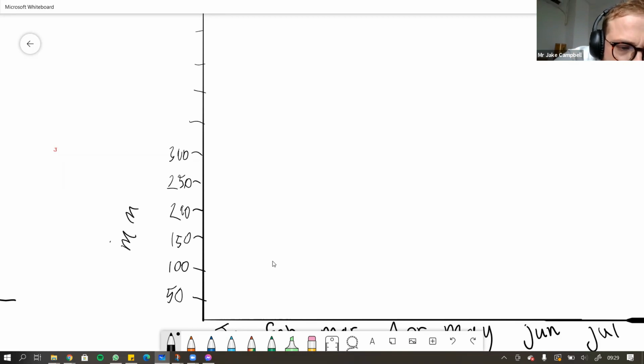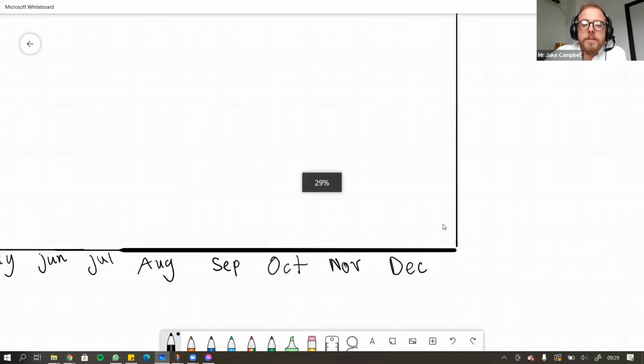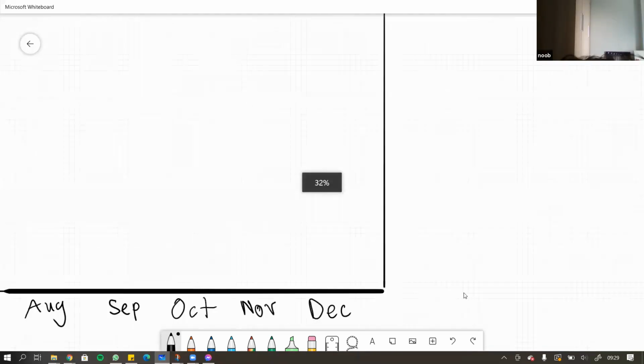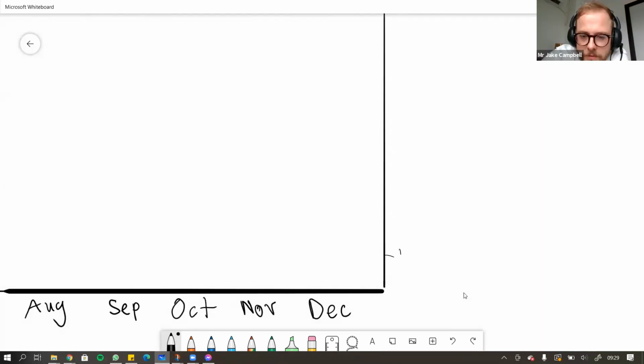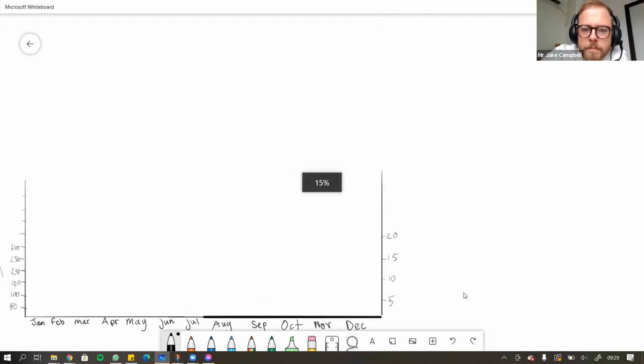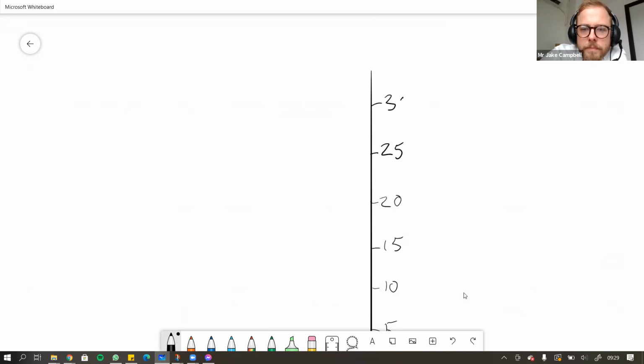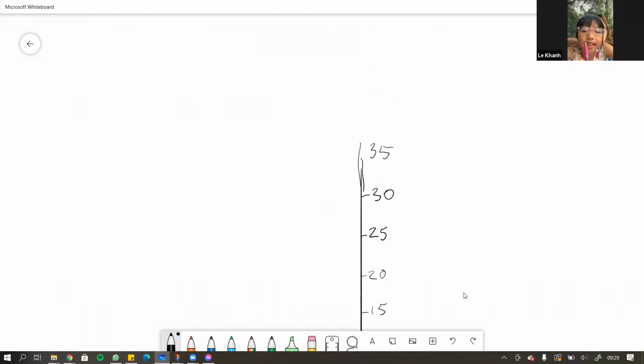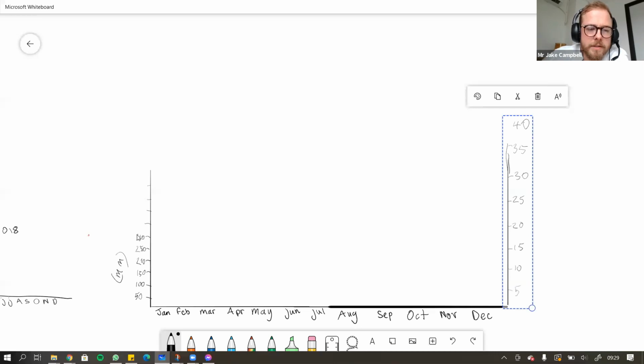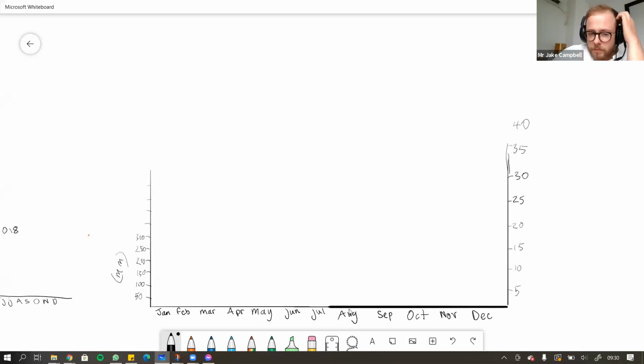And these are millimeters. And then on the right-hand side, we're going to do degrees Celsius. So we'll start that at 5, 10, 15, 20, 25, 30, 35, 40. We'll go to 40. Okay. So here we should have a table starting to look like this. All right, class. So what we're going to do now is input our data. Okay. I have all the data that you're going to need.